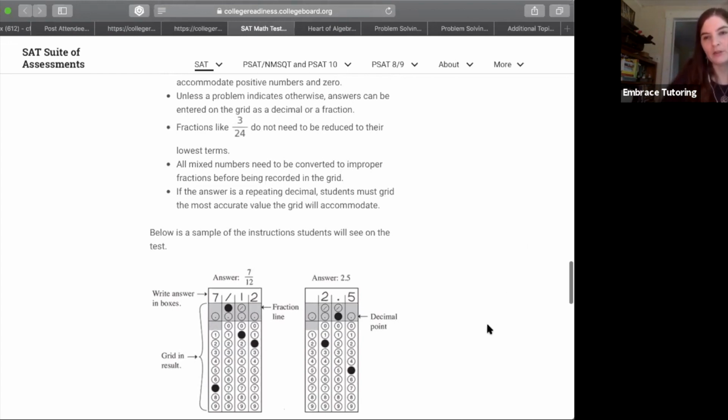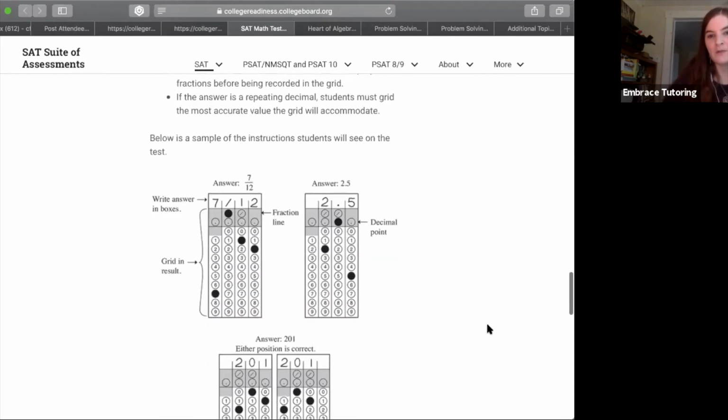So that's something important that you do need to know and be aware of as you go through and do your grid-in responses for the math section. If the answers are repeating decimals, students must grid the most accurate value the grid will accommodate.